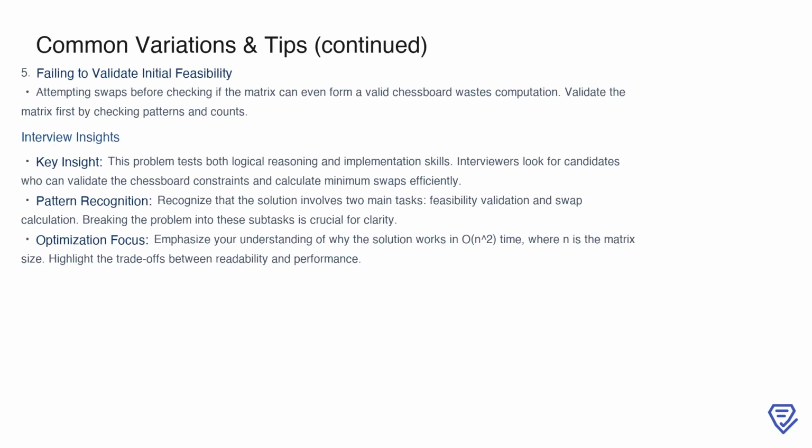Now, let's address another critical aspect: validating whether the matrix can even be transformed into a chessboard before attempting any swaps. Skipping this feasibility check can waste computation and lead to unnecessary complexity. Always verify the matrix by checking both patterns and counts up front.